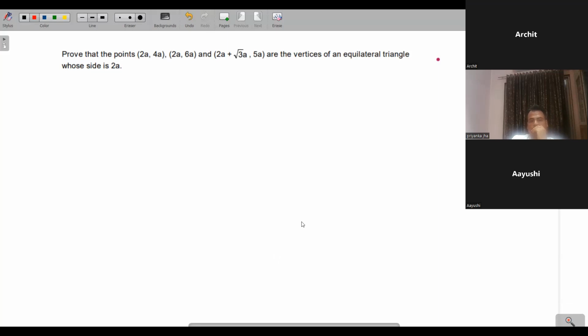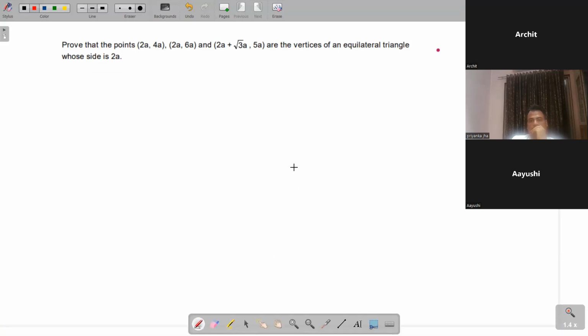Sir, in the third vertex, 2a plus root 3, is the root over 3a or only over 3? Only over root 3. Sir, in that we don't have to take 5a? The x coordinate is 2a plus root 3, okay, and the y coordinate is fine, so it is 5a only.